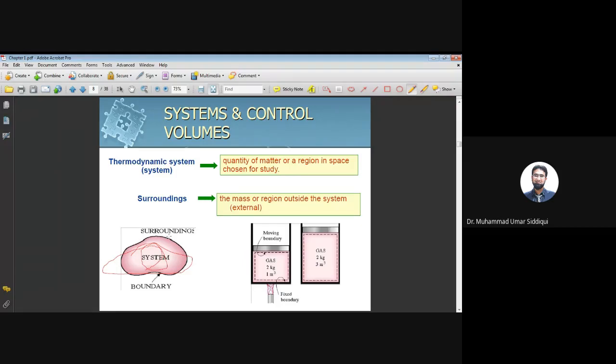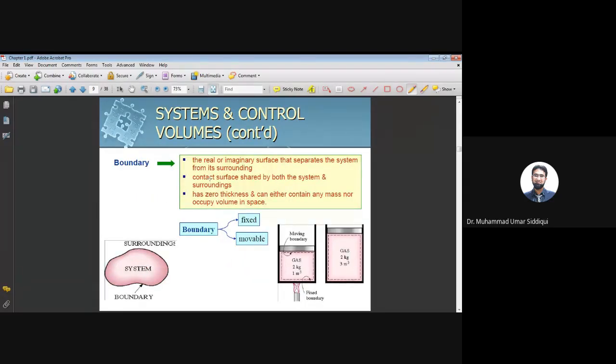A thermodynamic system is a quantity of matter or region in space chosen for study. Surrounding is the mass or region outside the system. Anyways, this is a general concept. Nothing important here that I can ask you in the exam.